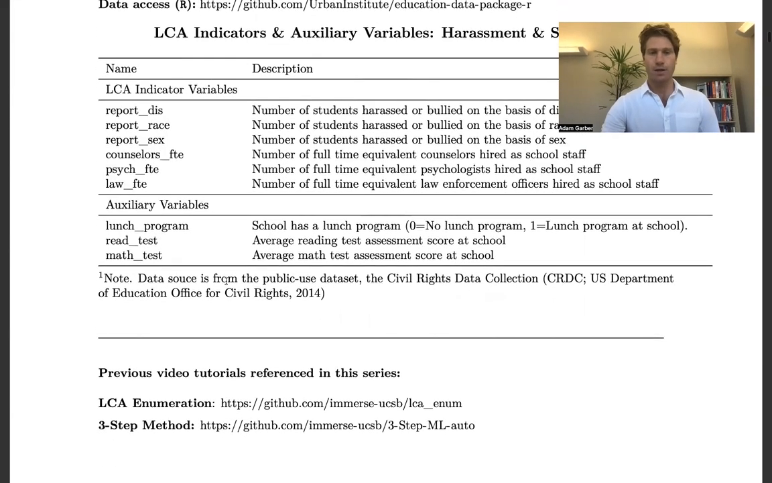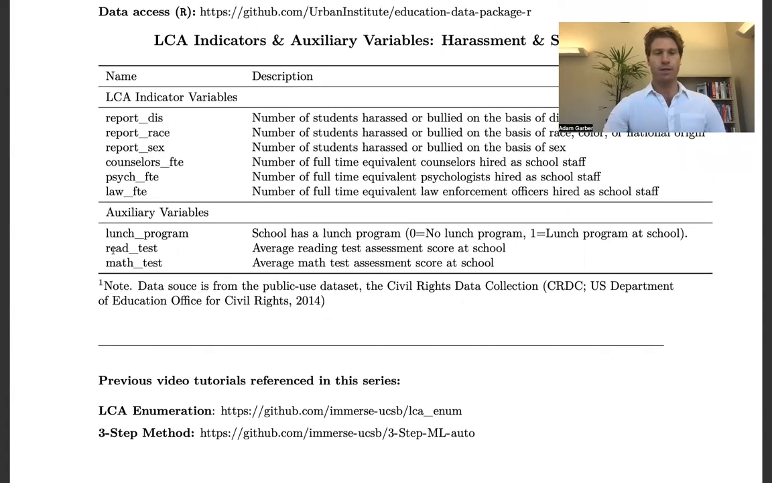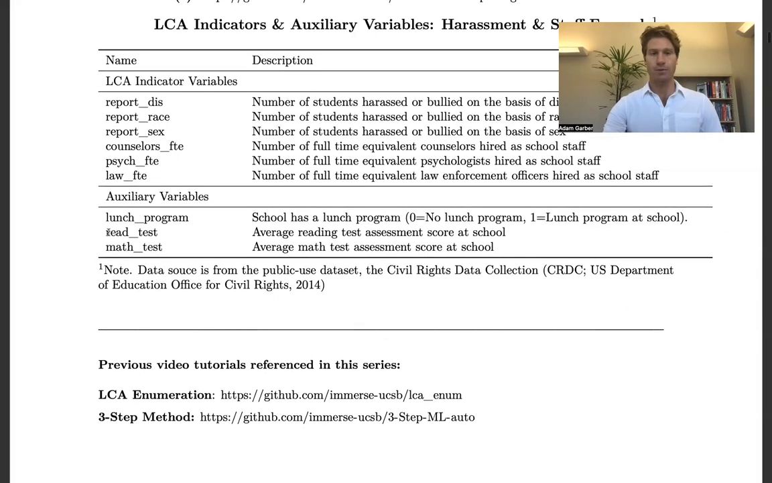And here are our auxiliary variables. The first one, lunch program, will be a covariate in our analyses. And this is a binary variable that indicates whether the school has a lunch program or not. The next 2 variables, reading test and math test, we'll specify as outcome variables in our models. And this is the average reading test or the average math test assessment score at the school.